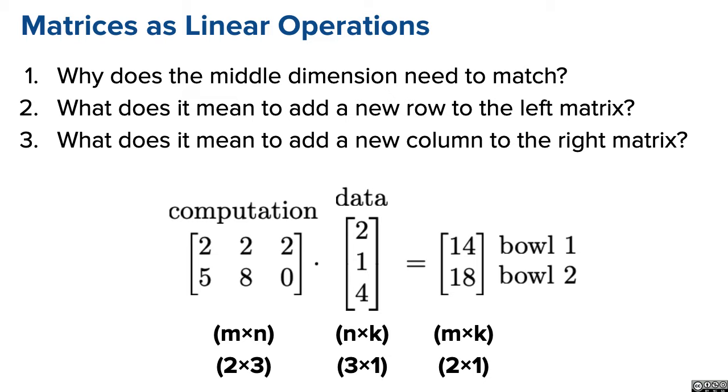Okay, so I'd like you to talk with your neighbor now and try to figure out why the middle dimension needs to match. Okay, so don't say something like it just needs to match because the matrix multiplication says so. You should try to make sense of it. Just say something related to data or computation, or related in this case to fruit bowls or fruit prices or something like that. Okay. For questions 2 and 3, I want you to think about what it means to add a new row to the left-hand matrix and what it means to add a new column to the right-hand matrix. Again, don't just say something about matrix multiplication, like multiplying new numbers together. I want you to say something about fruit bowls and fruit prices. Okay, go for it.